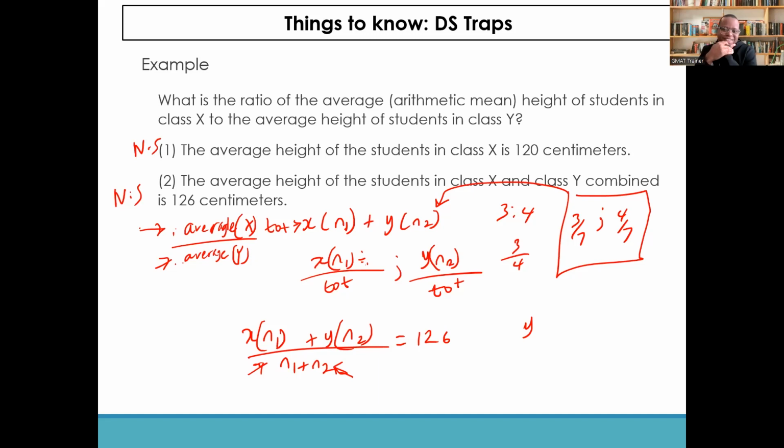That's it. That's the trick to average questions. Whenever you see average, be very wary of the total number of elements. If you don't know that, then you may not be able to solve this question.